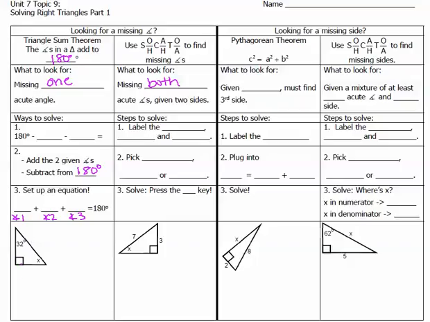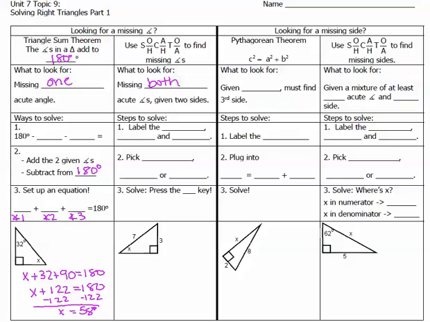I have this square, which means 90, so I have x plus 32 plus 90 equals 180. Now in order to solve that, I would combine my like terms and I would get x plus 122 equals 180. Subtract 122 on both sides of the equation, and x is equal to 58. So x is 58 degrees.